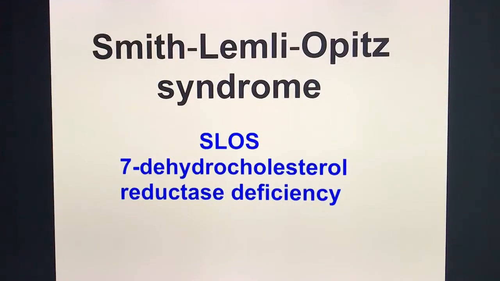Now, Smith-Lemli-Opitz syndrome. This is commonly known as SLOS. This results from a deficiency in the enzyme 7-dehydrocholesterol reductase, or DHCR. DHCR, 7-dehydrocholesterol reductase deficiency, leads to Smith-Lemli-Opitz syndrome. Smith-Lemli-Opitz syndrome can present with mental retardation, syndactyly. So Smith-Lemli-Opitz syndrome.